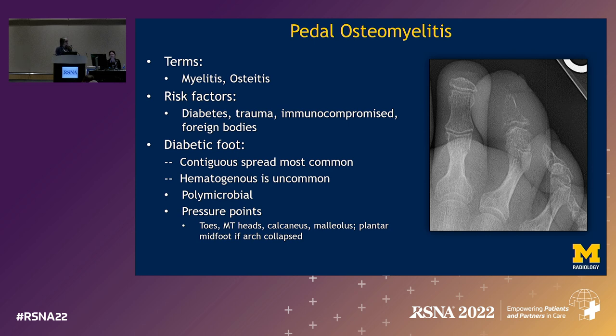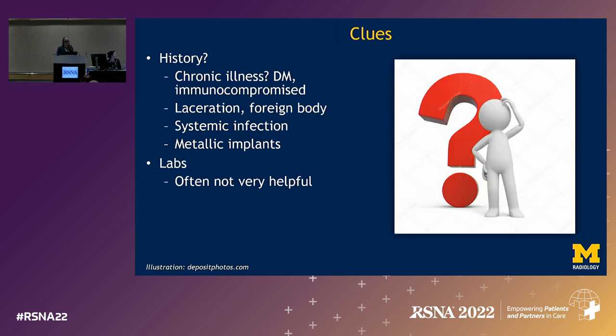So risk factors for osteomyelitis include diabetes, trauma, people with immunocompromise who retain foreign bodies. Now, in the diabetic foot, contiguous spread is the most common. Hematogenous is not that common. The infection is usually polymicrobial and will affect pressure points, anything that touches the floor or touches the shoe.